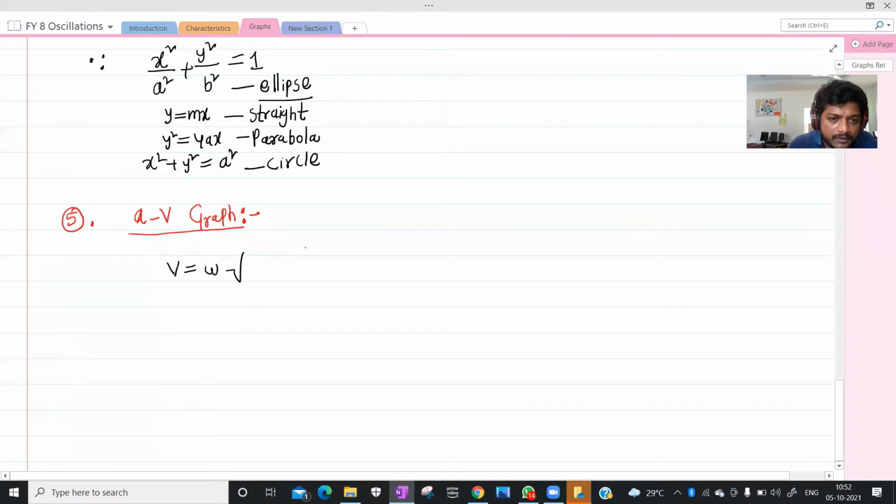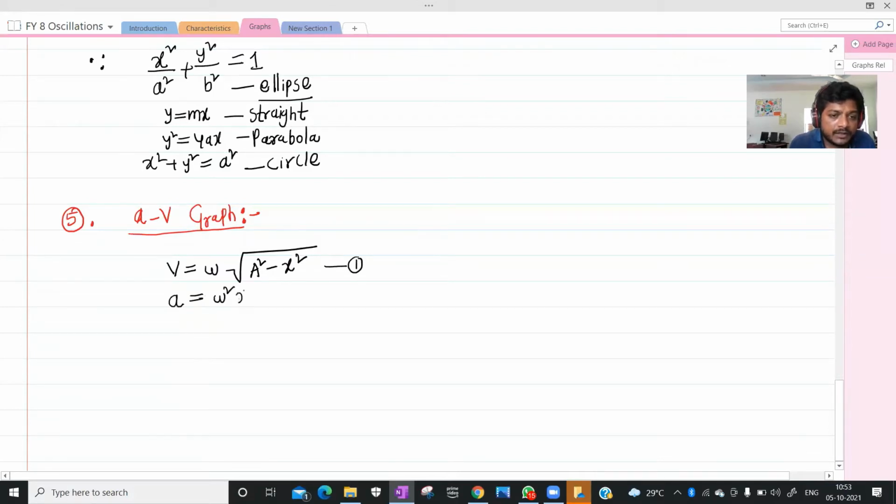Velocity v equals omega times under root of a square minus x square. This we know already. This is in terms of magnitude. In terms of what? Magnitude.